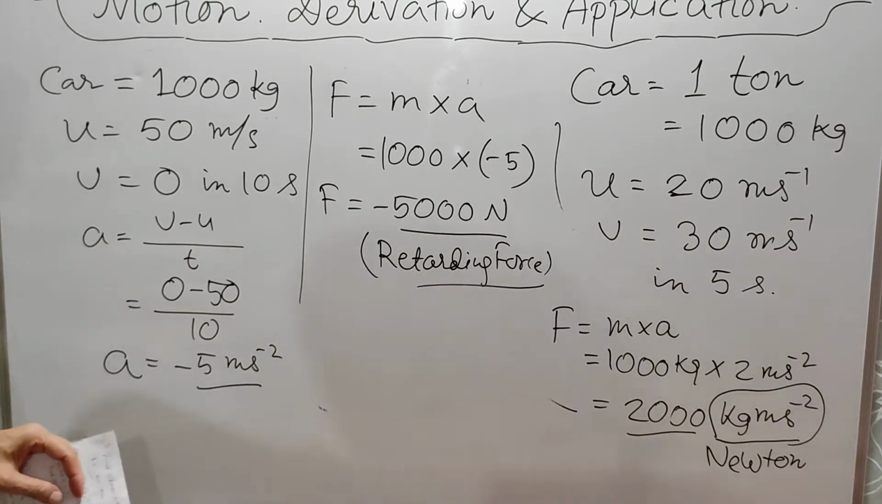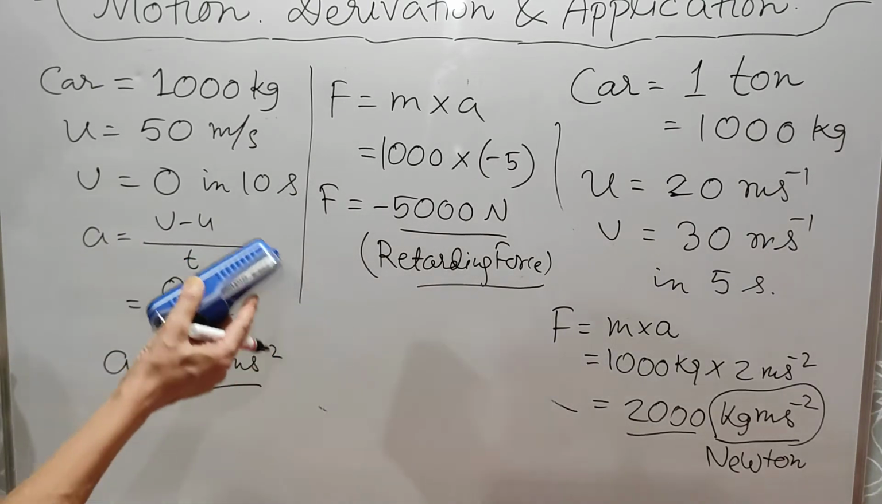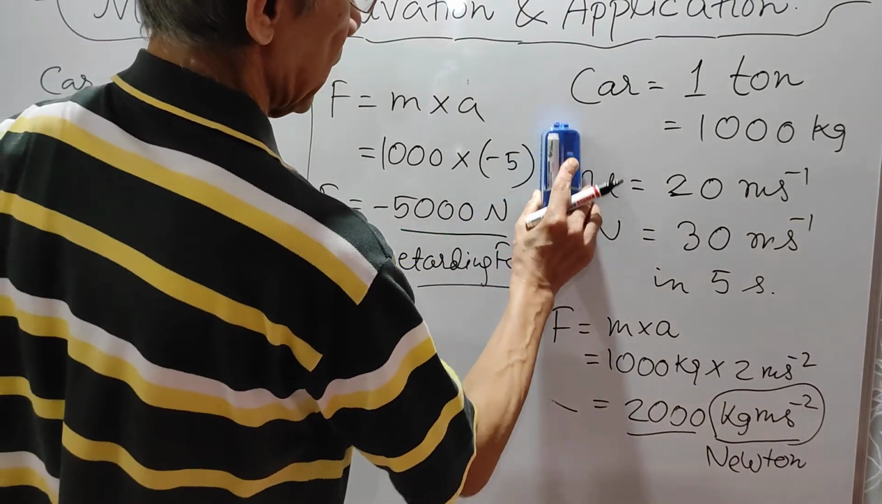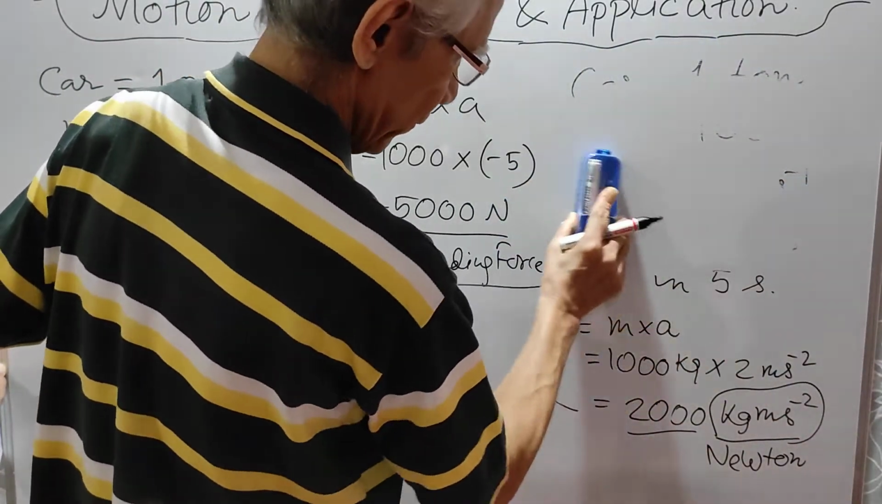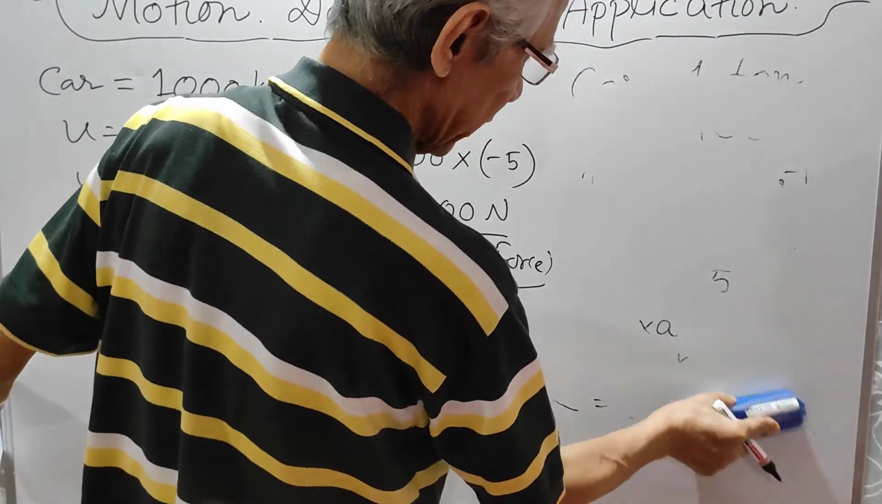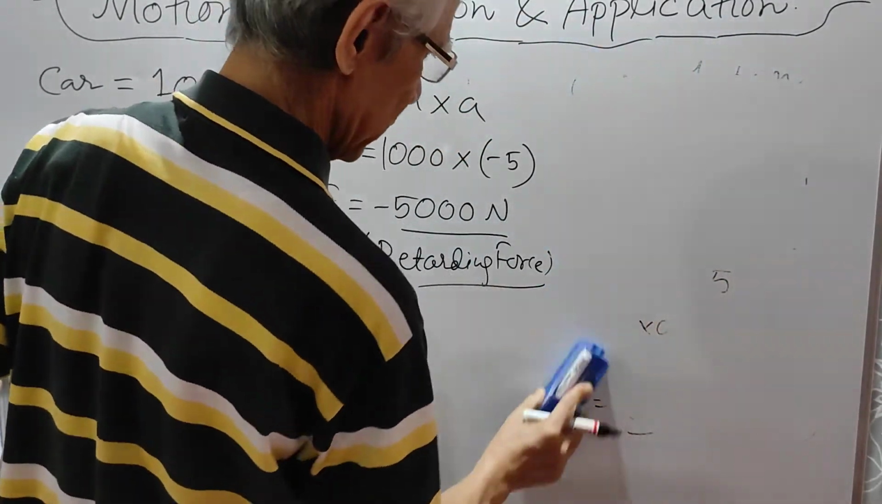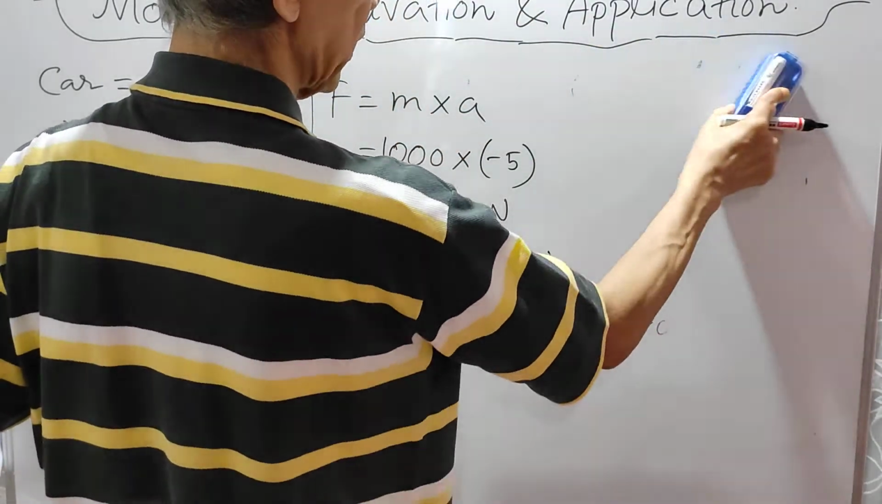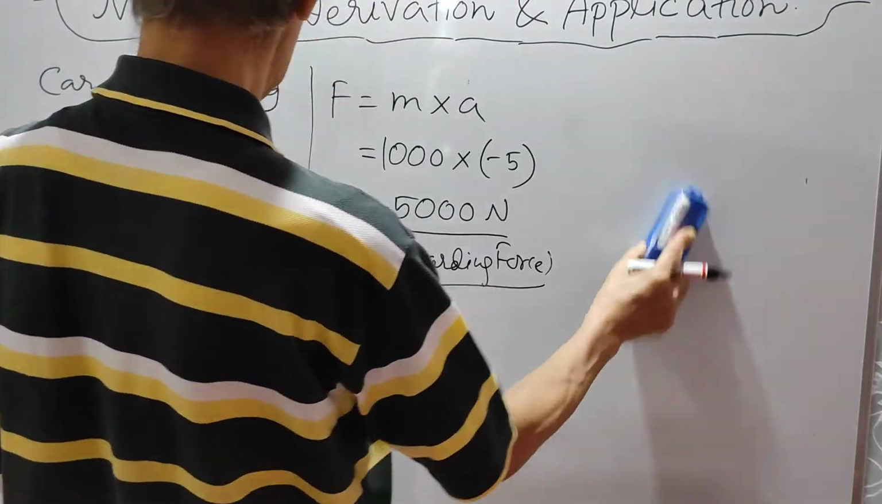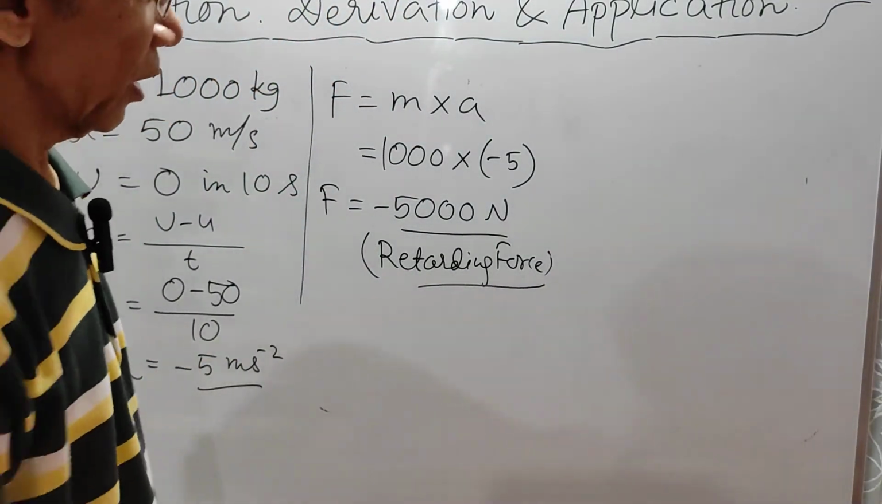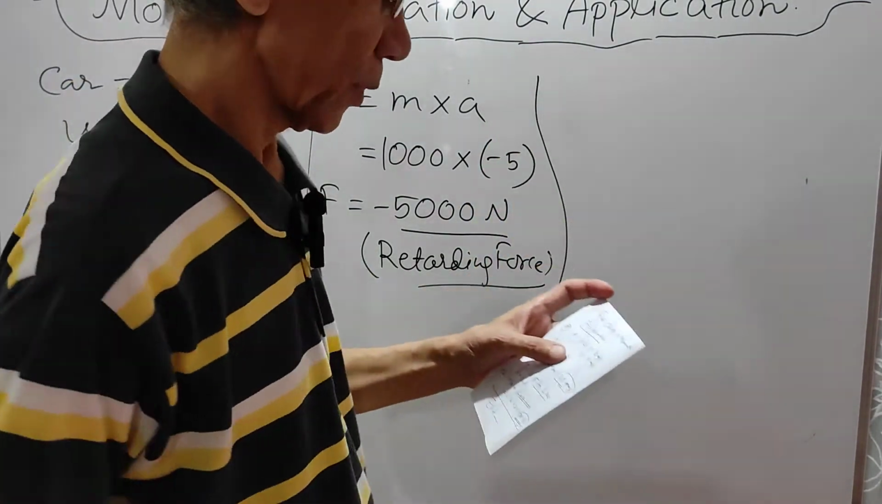Okay, now, another numerical example using that Ft equal to mv minus mu. All right. Now this question.